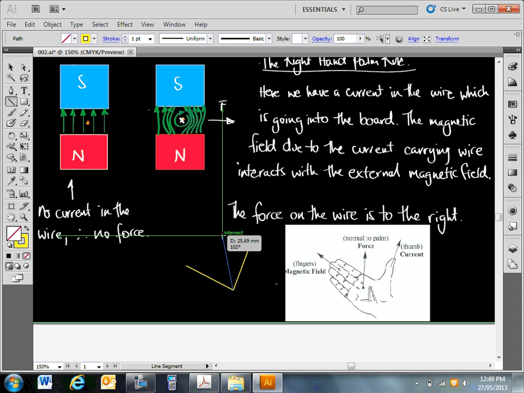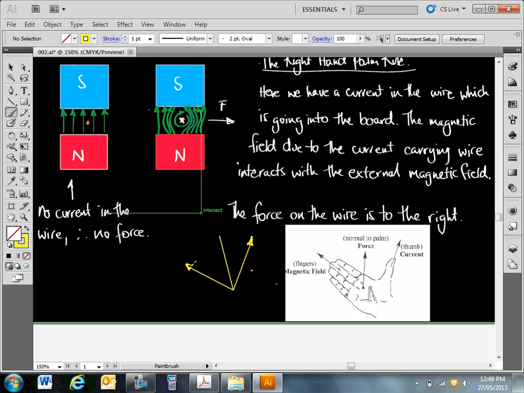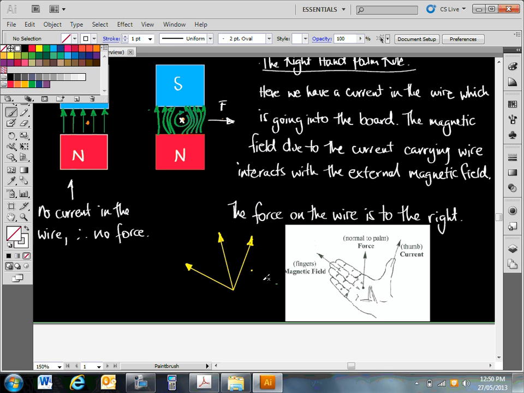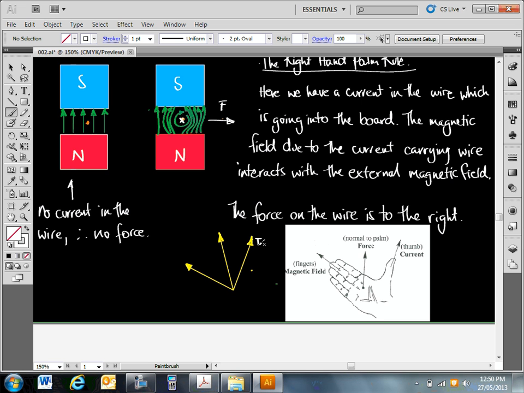Now I can't draw that very well. Yeah, all right, laugh. All right, but there's my current, there's my magnetic field, and there, current, magnetic field, force, each at right angles to each other. I, B, F. I'm not going to do that because I'll make a mess.